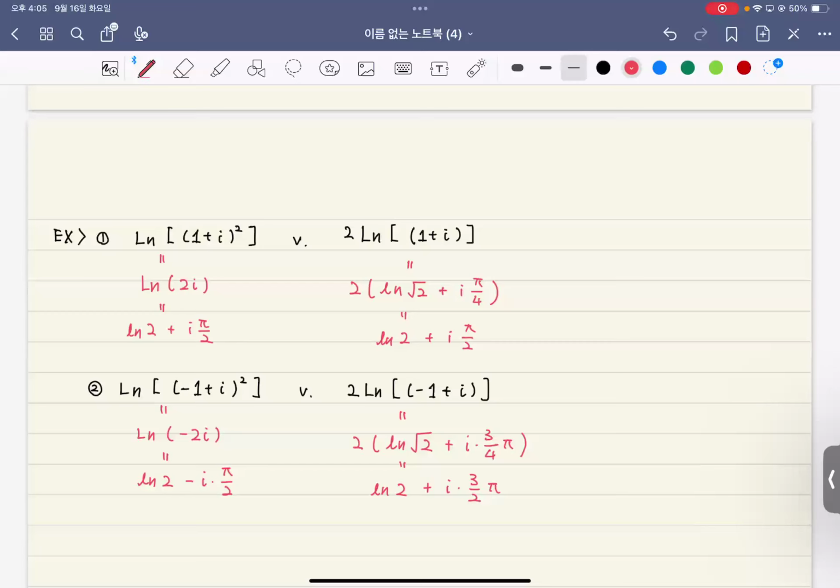But on the other hand, this is where minus 1 plus i is located. If I take the square of this, then suddenly this time, by taking the square, this number actually crosses the line. So it crosses this line, and therefore I cannot enjoy such a nice property.